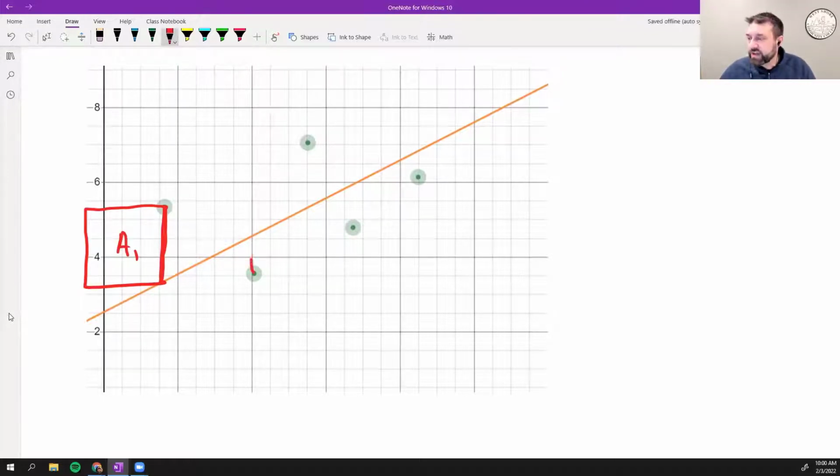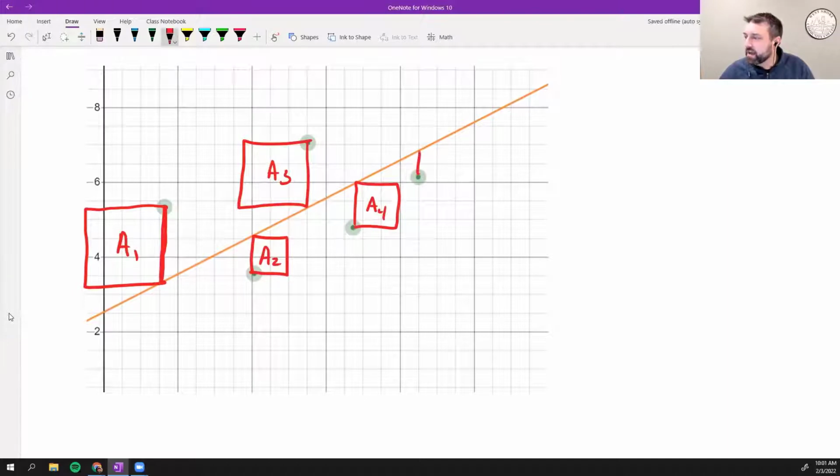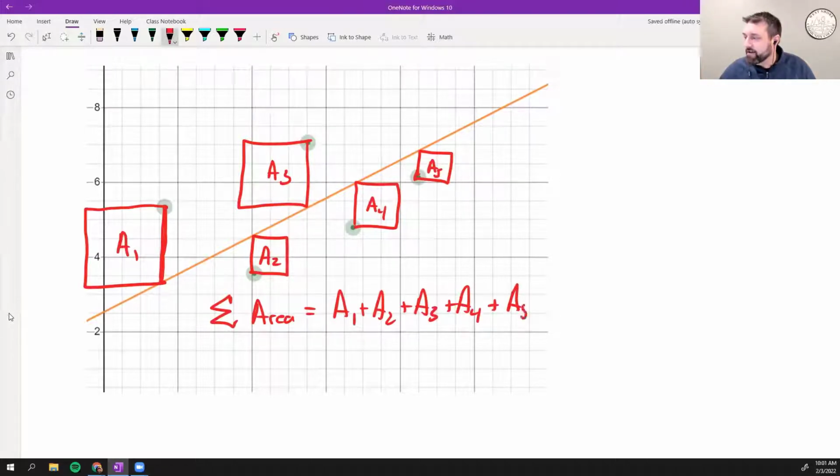Then we'll find the distance from the second point up to the line, and we'll make an area out of that. We'll call that A2. Then we'll find this distance, and we'll make another square. We'll call that A3. Here is A4. And here is A5. Okay? So we're going to make squares out of all these distances, and then we're going to add them up. You're going to add up all these areas. So you're going to say A1 plus A2 plus A3 plus A4 plus A5. This is the sum of squares.